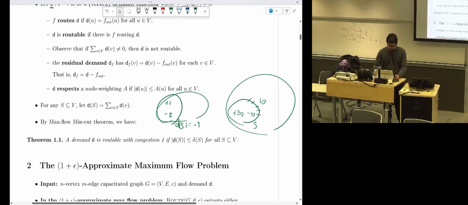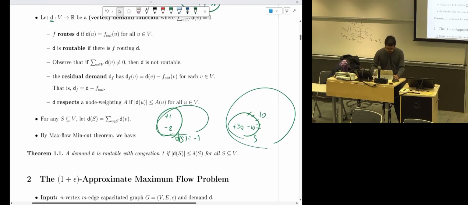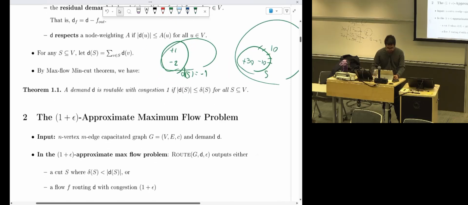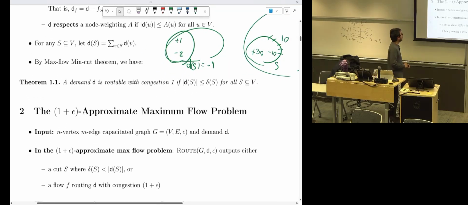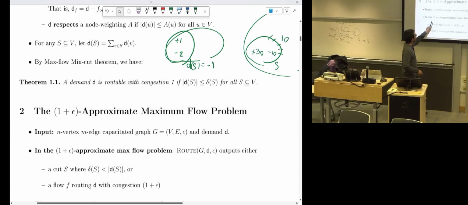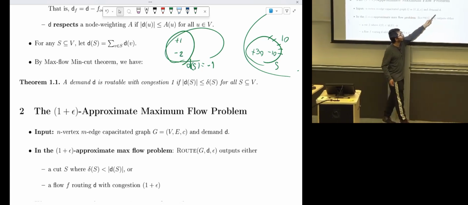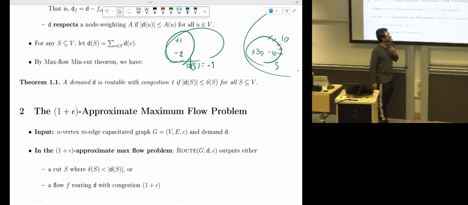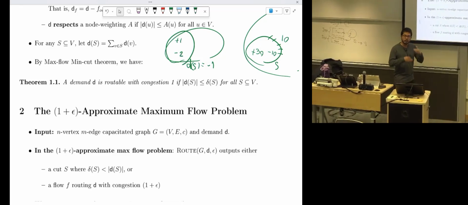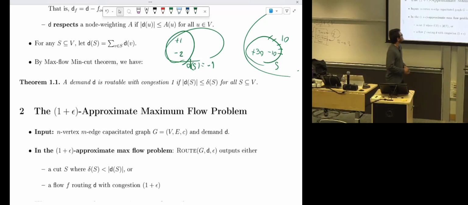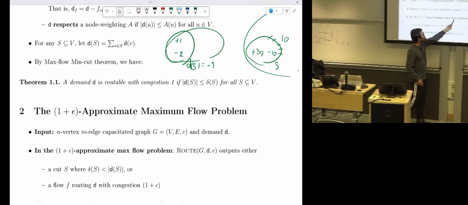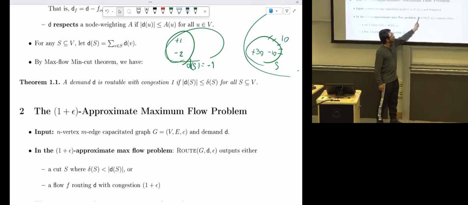So now the problem of approximate max flow is as follows. You have a capacitated graph with capacity C and some vertex demand D. What I want to do is two cases. I use this approximate max flow problem as a subroutine for this problem: route in G, route D with slack epsilon.